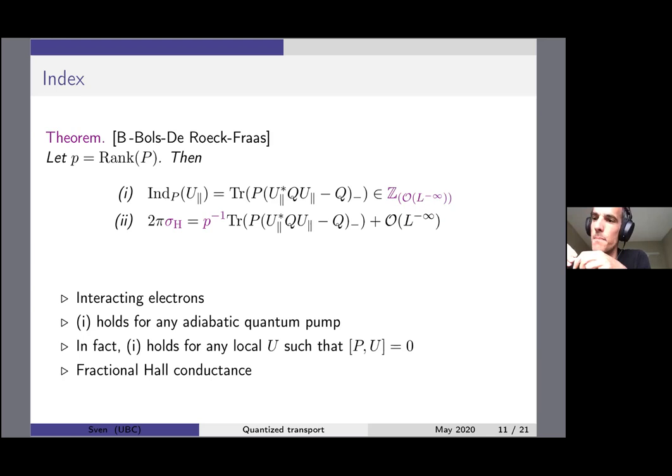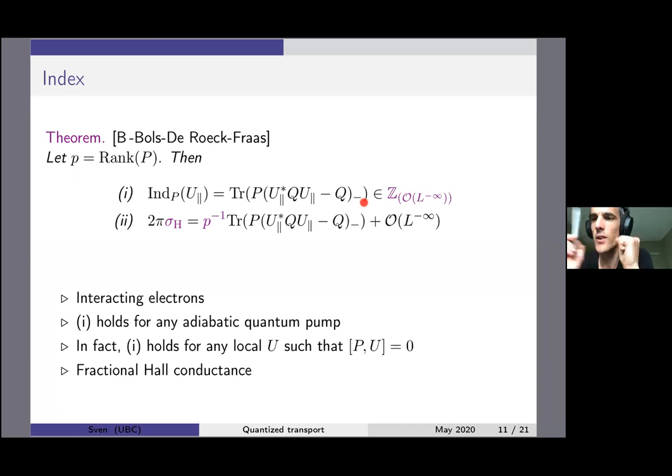So here's a theorem. I imagine that I have a ground state projection which has finite rank p uniformly in the volume, at least for volumes large enough. And then I can prove two things, in fact. One is that if I take a look at this charge transported across the fiducial line minus, which is this operator here, and I look at this trace here, then in fact I can prove that this trace is an integer. It's an integer up to errors.